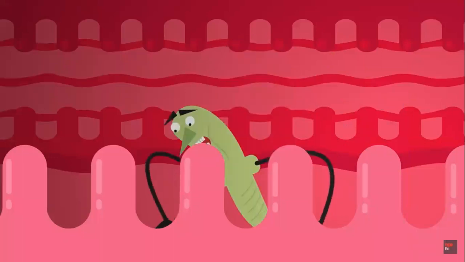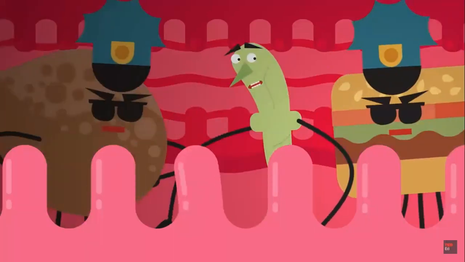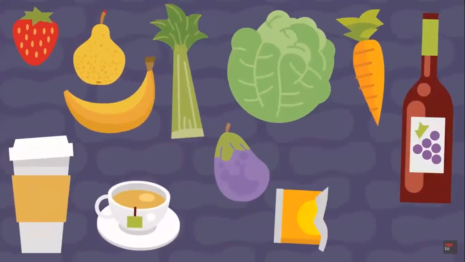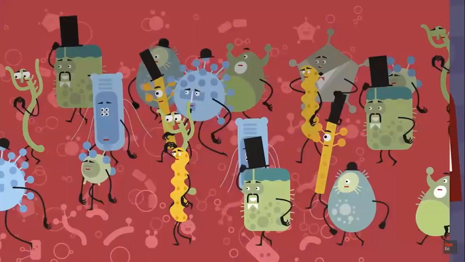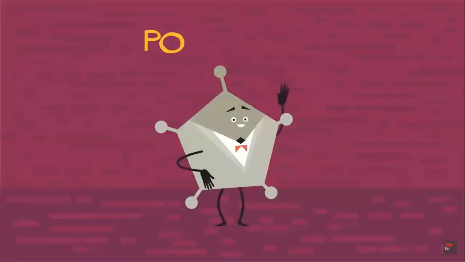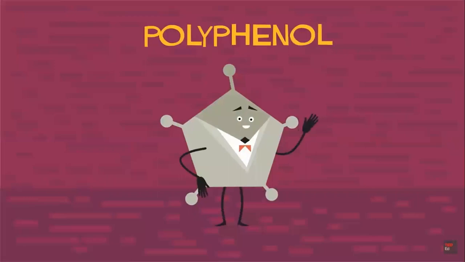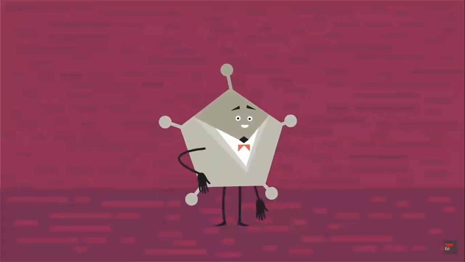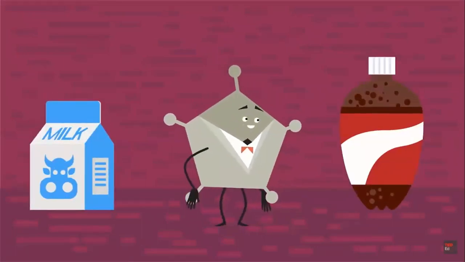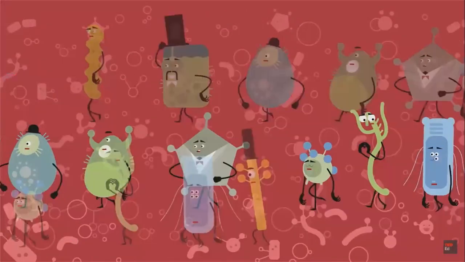We also know that specific foods can affect gut bacteria. In one recent microbiome study, scientists found that fruits, vegetables, tea, coffee, red wine, and dark chocolate were correlated with increased bacterial diversity. These foods contain polyphenols, which are naturally occurring antioxidant compounds. On the other hand, foods high in dairy fat, like whole milk, and sugar-sweetened sodas were correlated with decreased diversity.